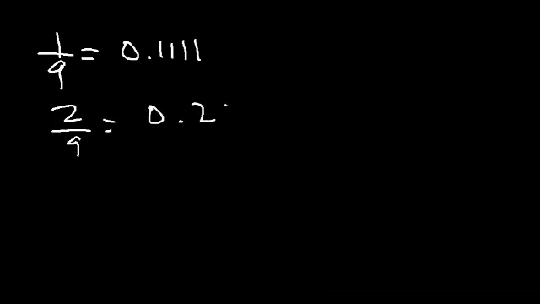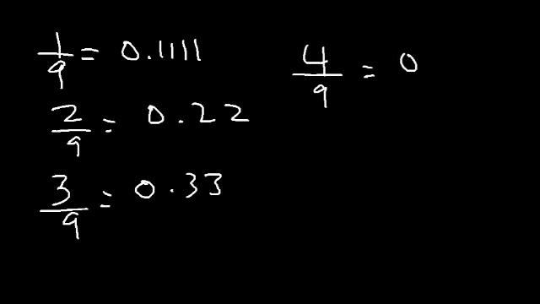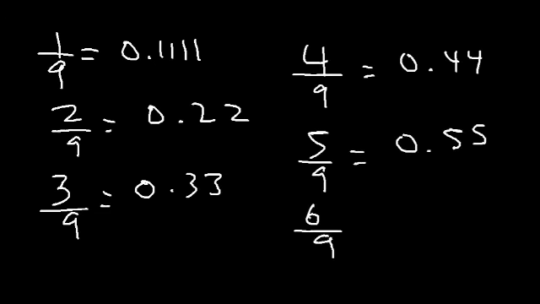By the way, if you get a fraction with 9, 1 over 9 is about 0.1111 repeating. So 2 over 9 is about 0.22 repeating. 3 over 9 is 0.33 repeating. 4 over 9 is 0.44 repeating. 5 over 9, 0.55 repeating, and so forth. So 6 over 9 is 0.66 repeating. 8 over 9 is like 0.88 repeating.